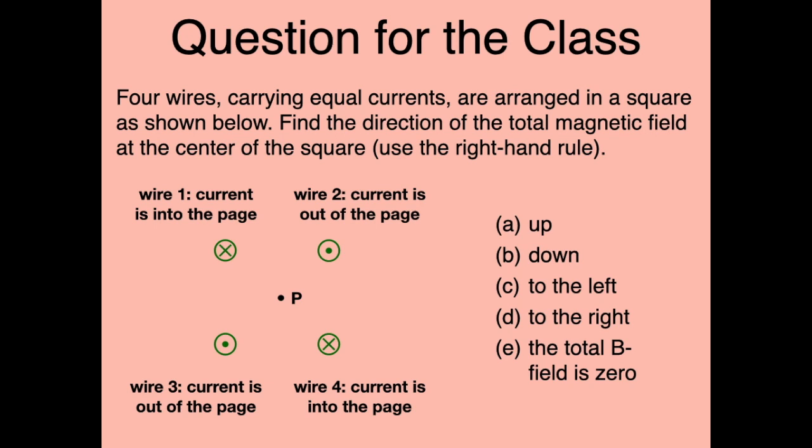But this time, wire number 1, which is on the upper left, has a current going into the page. Wire number 2 now has a current going out of the page. Wire 3, at the bottom left, has current going out of the page. And wire number 4 has current going into the page. So once again, figure out if the total magnetic field at point P is going up, down, to the left, to the right, or is just 0. Pause the video, see if you can work this out, and then we'll go over it.